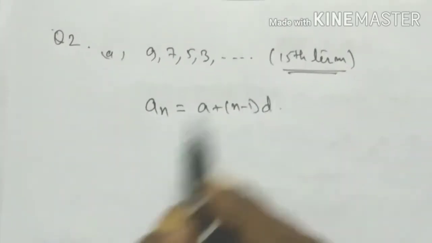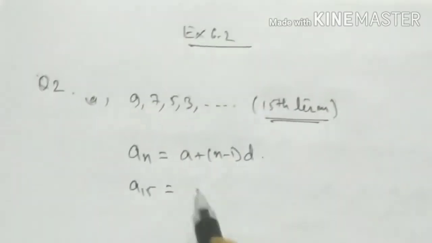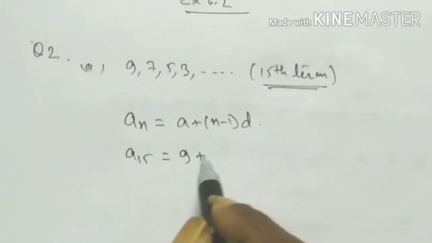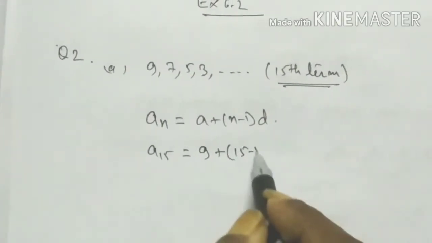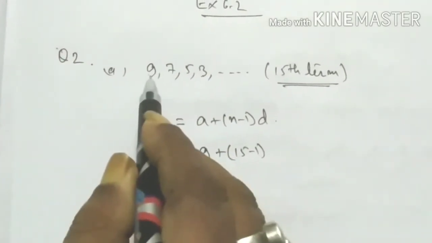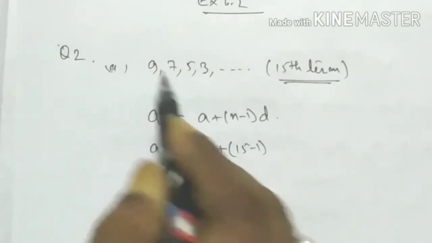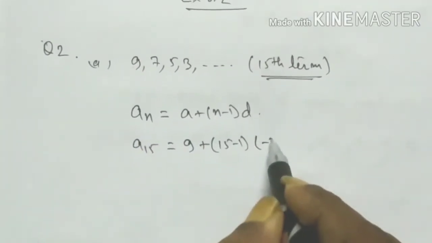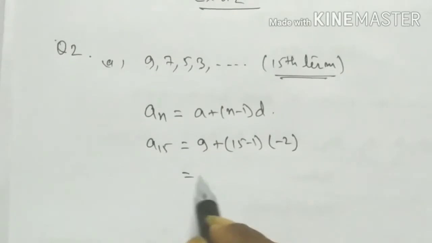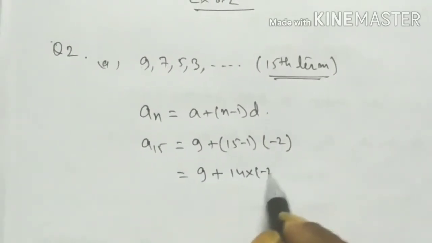So here n is the 15th, a_15. Your a is 9, so this is 9 plus (15 minus 1), and your common difference is 7 minus 9. Common difference is 7 minus 9, which comes to be minus 2. So this is equal to 9 plus 14 into minus 2.